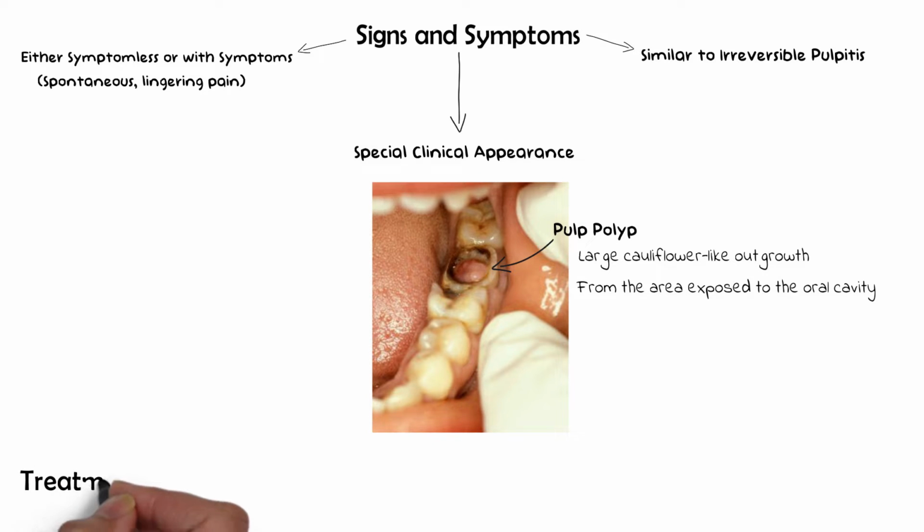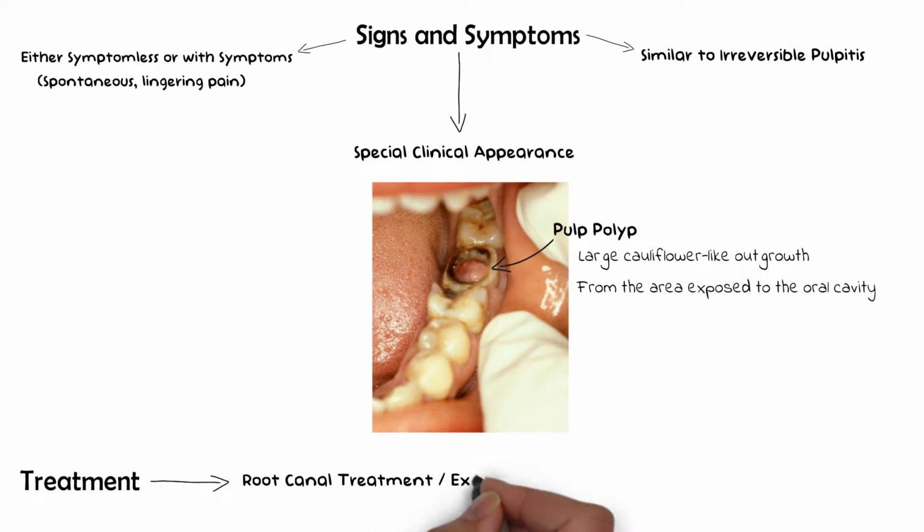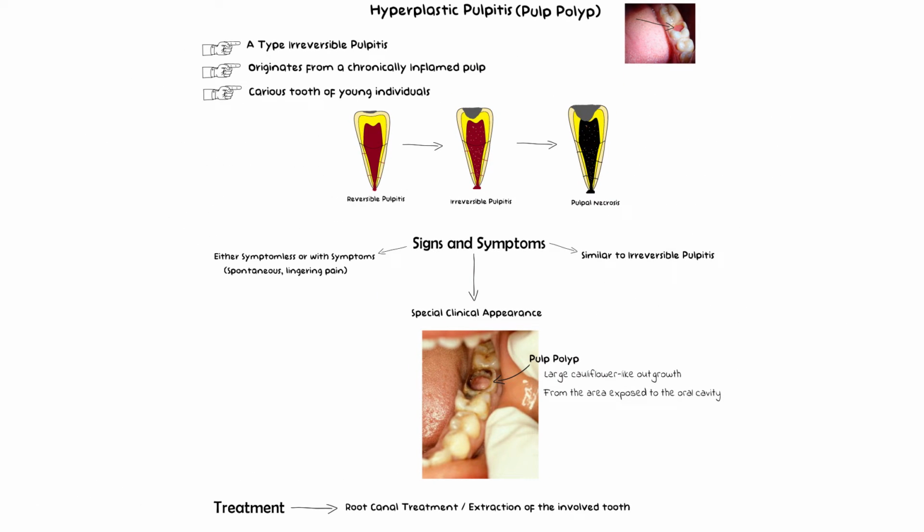Treatment for pulp polyp requires removal of the diseased pulp. This may involve either performing root canal treatment or, in worst cases, performing extraction of the tooth in order to relieve the patient from their painful experience. Now let's do a simple clinical question to understand the topic better.